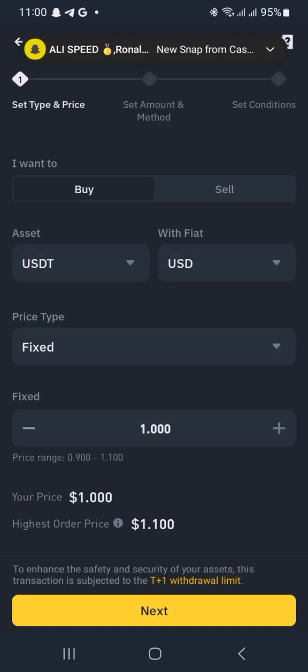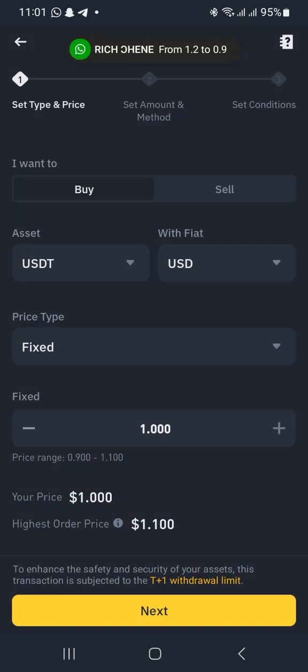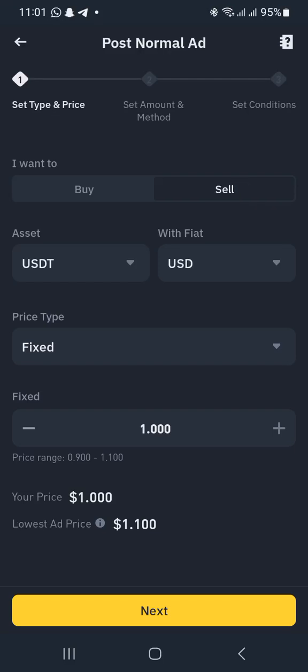Now when I come here, you see Post Normal Ad, right? This is a normal thing. Now we see a progression bar: set price, set type and price, then we have set amount and method, and then the last thing, set conditions. So with the progression, you come down and you see I want to buy, I want to sell. It means that you still have the option to buy and sell. Our focus is on the sell, right?